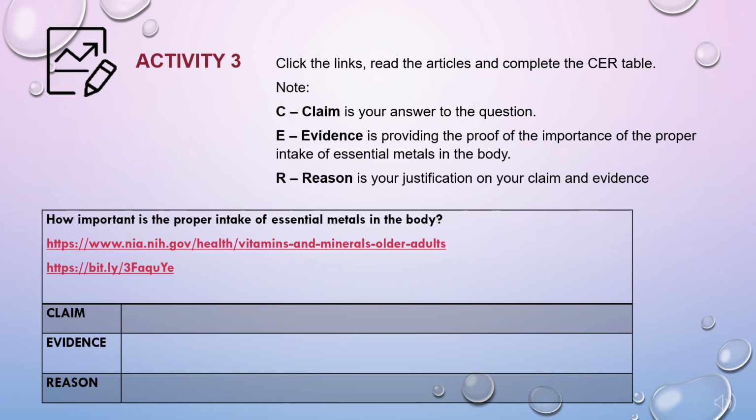And then, reason. Okay? Reason is your justification on your claim and evidence. So, reason, okay, it simply starts with the question, why? Why did you say so? Okay? So, reason, this will conclude your evidence and together with your claim. Okay? Kumbaga, that is the summary of all your claims and evidences or conclusion. Yes. Okay, naintindihan?